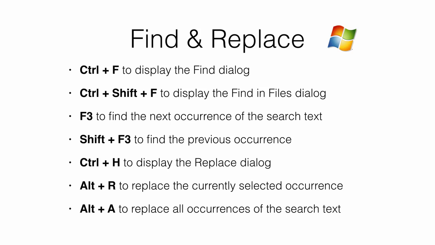To replace the text, press Ctrl and H to display the Replace dialog. To replace the currently selected occurrence, press Alt and R. To replace all occurrences of the search text, press Alt and A.